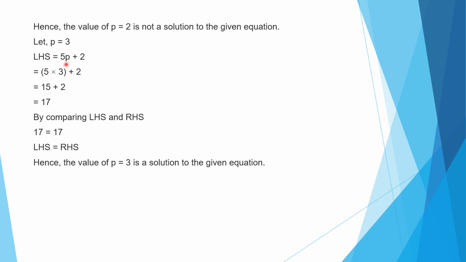So 5 into 3 plus 2. 5 threes are 15, plus 2 is 17. So LHS is 17, RHS is also 17. Hence the value p is equal to 3 is a solution to the given equation. I hope this one is clear. First we have to take the equation and keep on putting different values for the variable, right from 0, until we get the solution. That means LHS should be equal to the RHS. Like that, this method of finding the value of the variable is called the trial and error method.